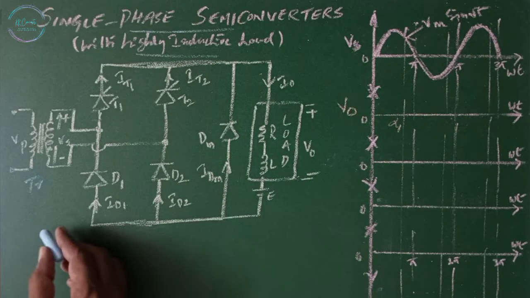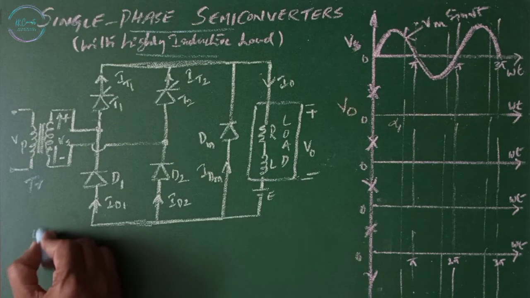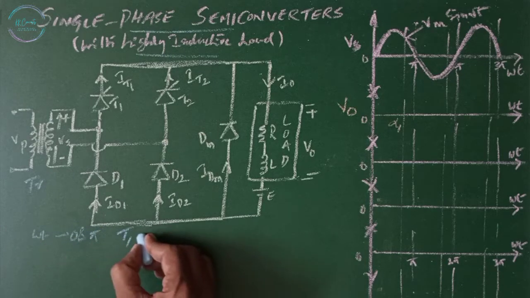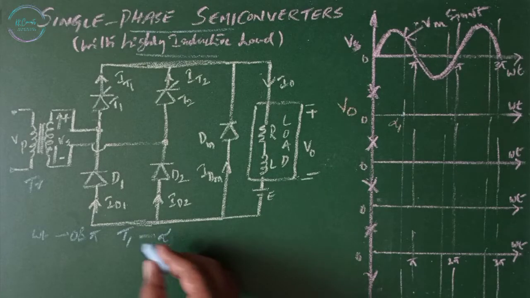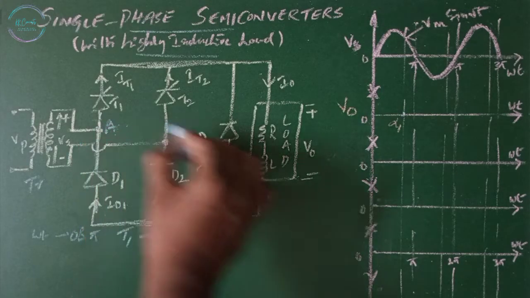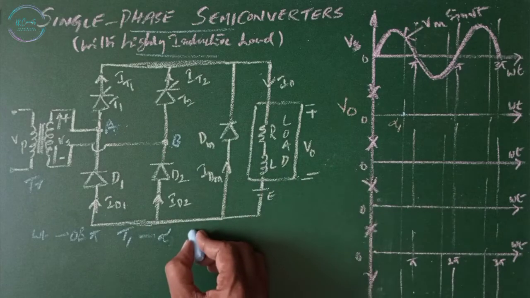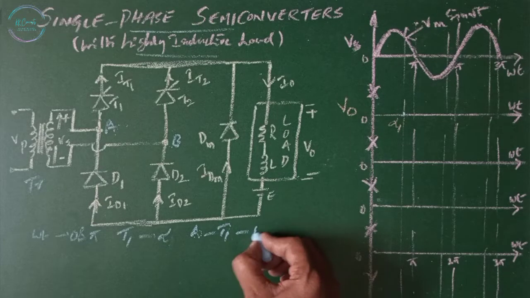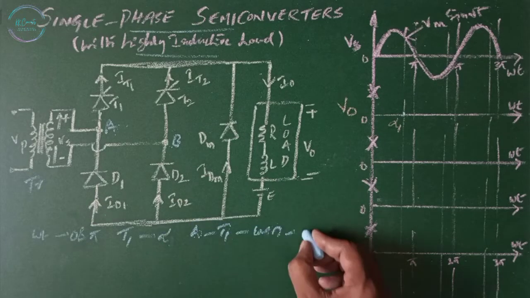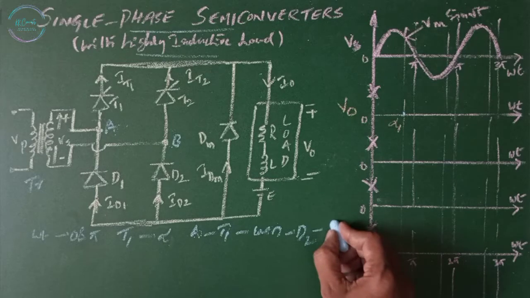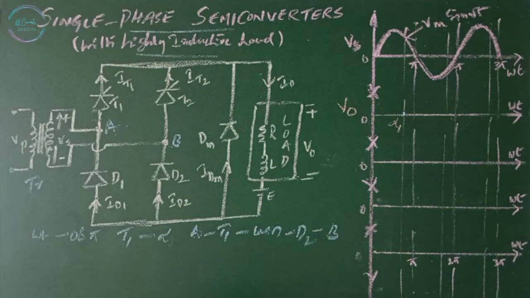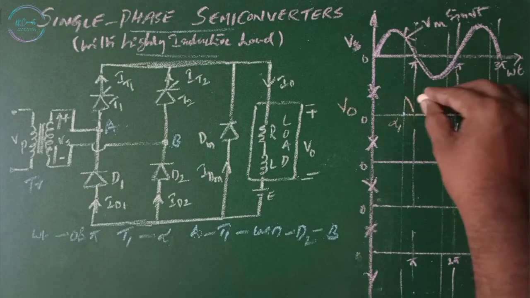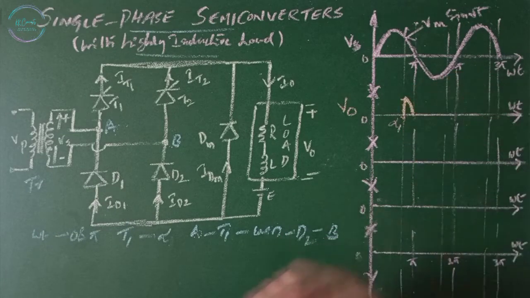So during the positive half cycle, that is omega t between 0 and pi, T1 is forward biased, so T1 is triggered at alpha. Then the current flows through, let this terminal be A and this terminal be B, from A to T1, T1 to the load to D2, back to B. In this time, the input voltage is going to appear across the load. This is the output voltage.